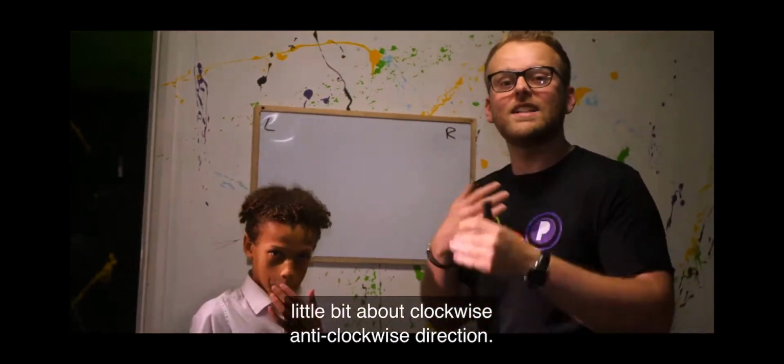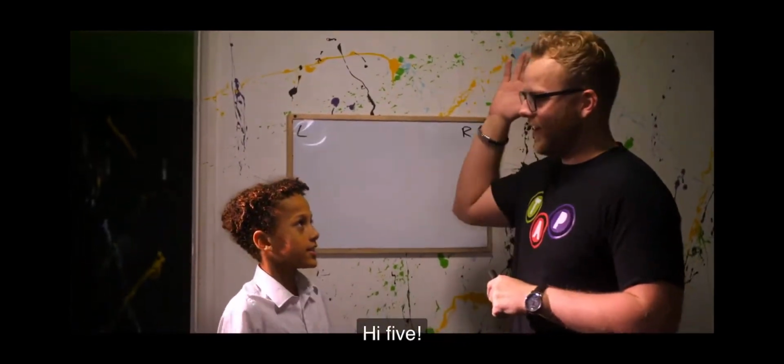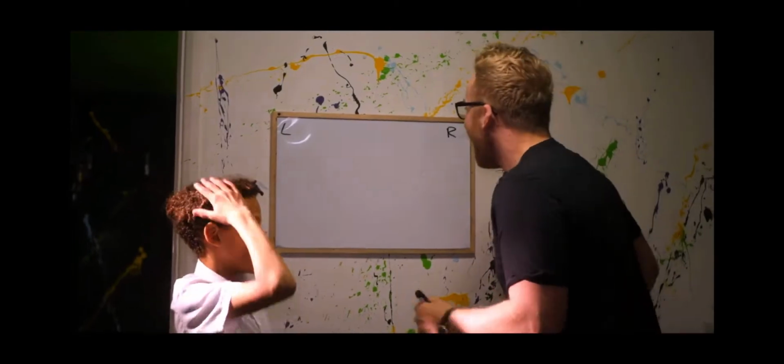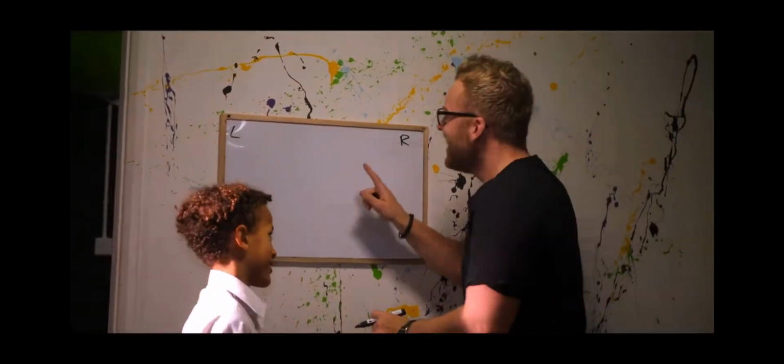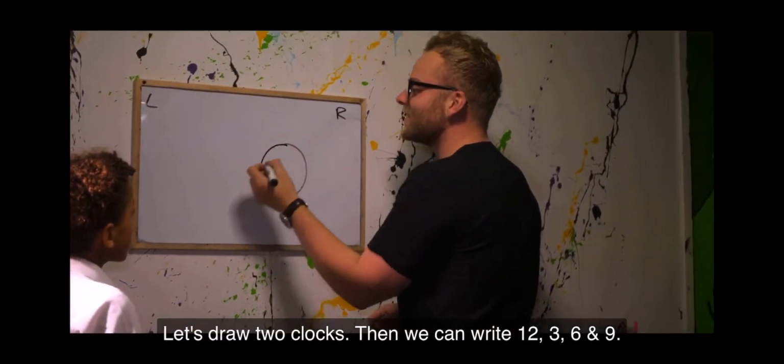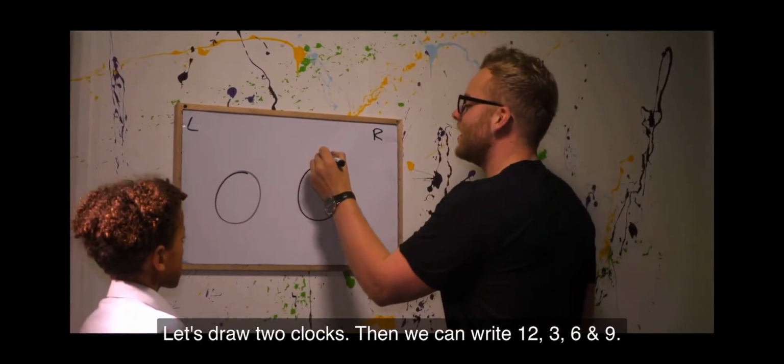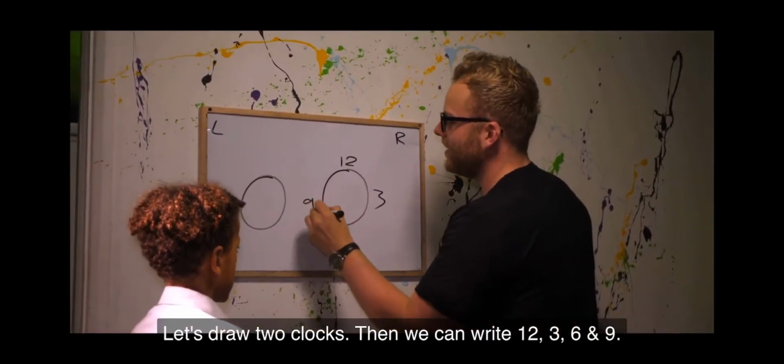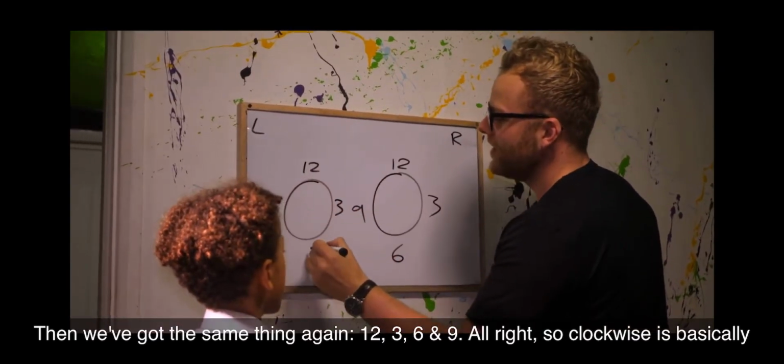About clockwise and anti-clockwise direction. All right, give me a high five. Yes. Okay, nice. So let's draw 2 clocks, all right? And then we can do 12, 3, 6, and 9. Then we've got the same thing, 12, 3, 6, and 9.